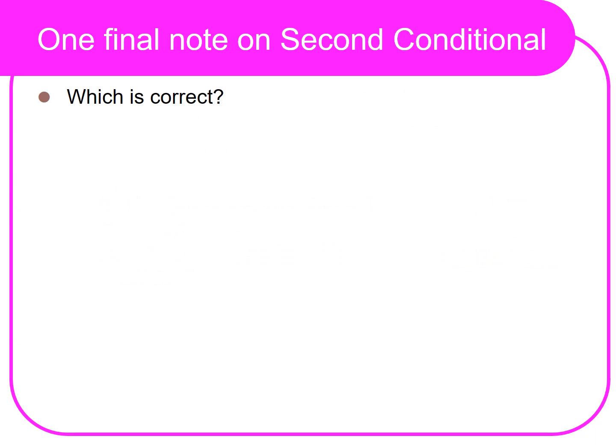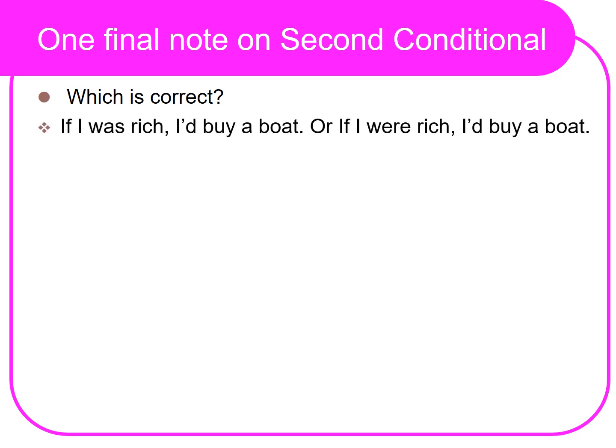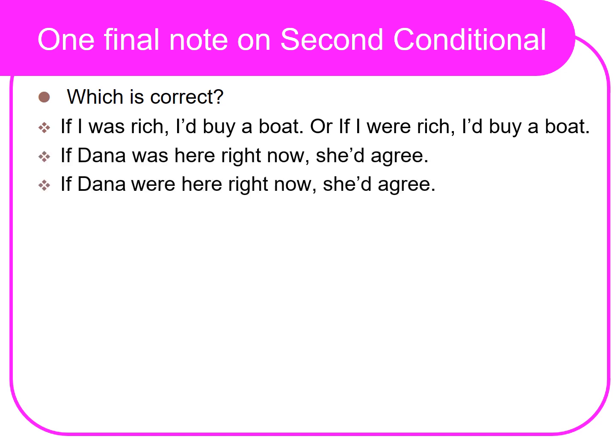Which is correct? If I was rich, I'd buy a boat, or if I were rich, I'd buy a boat. Yes, if Dana was here right now, she'd agree. If Dana were here right now, she would agree. What do you think?